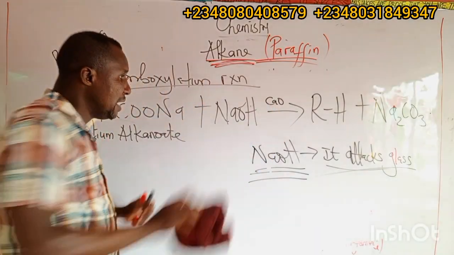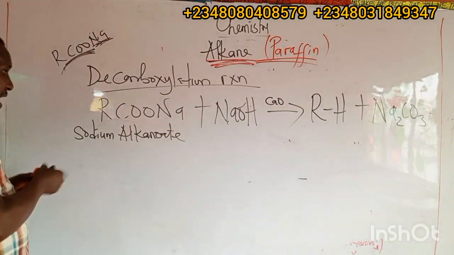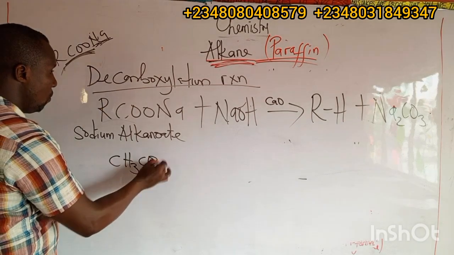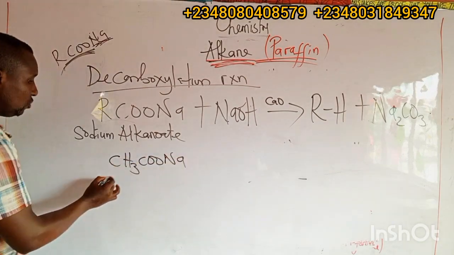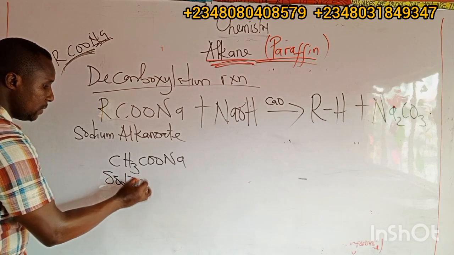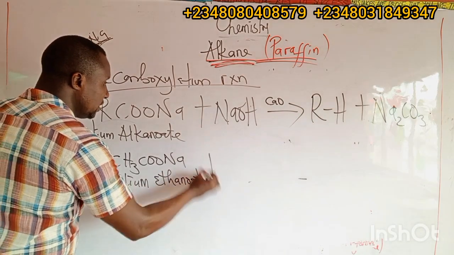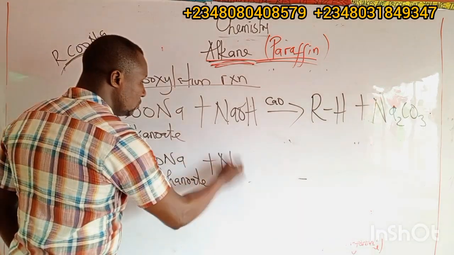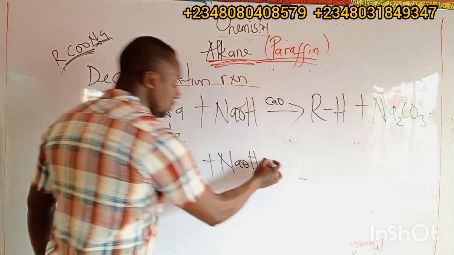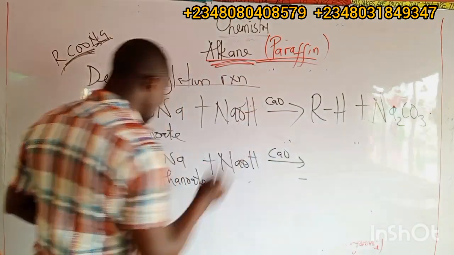Then how do we prepare that? This is the decarbonization reaction. For example, when you have CH3COONa, this is sodium ethanoate, reacting with soda lime, using sodium hydroxide. What will happen?